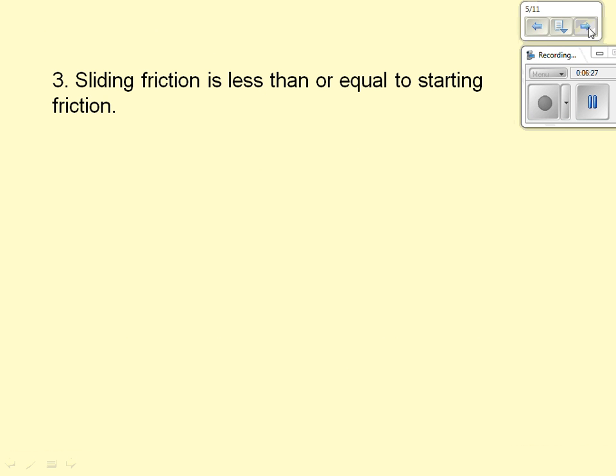Sliding friction is less than or equal to starting friction. So once you get an object moving, the friction generally decreases. Not all the time. Don't ask me for an example, I don't know. But it can occur. Sliding friction is less than or equal to starting friction.